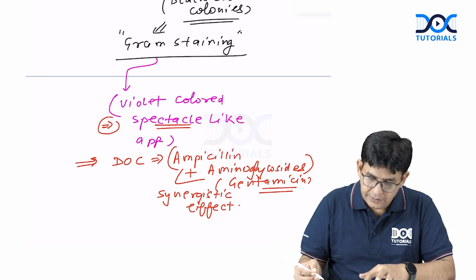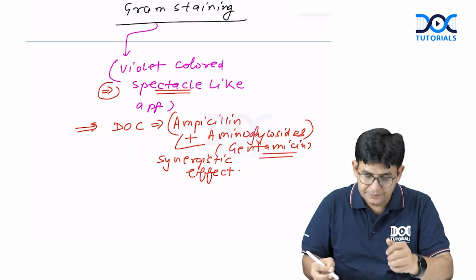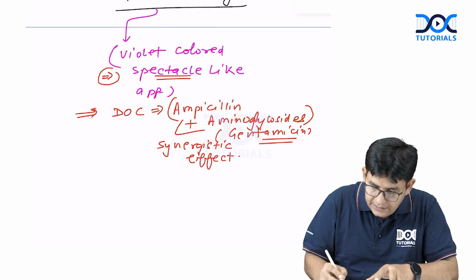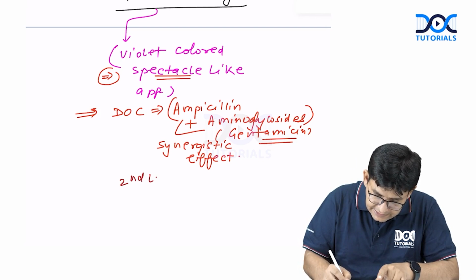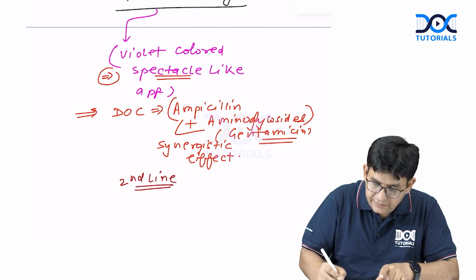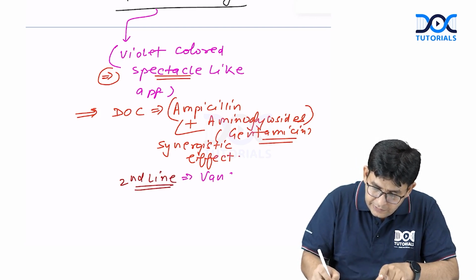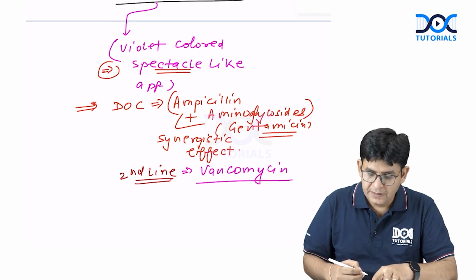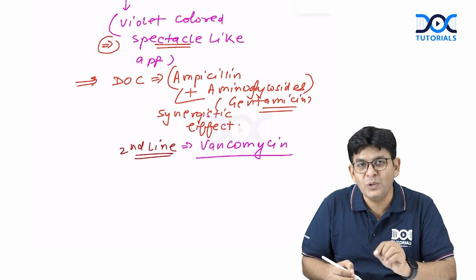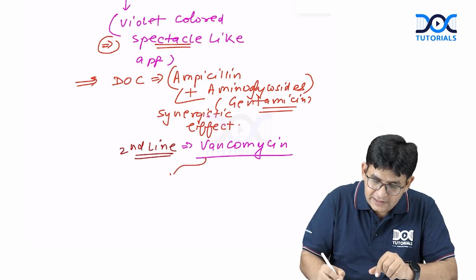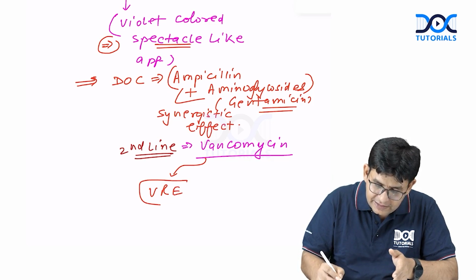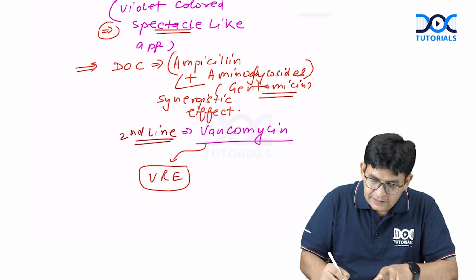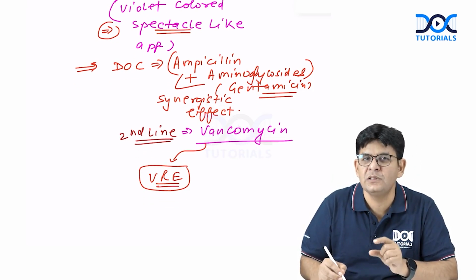Besides that, what else you need to know is that nowadays they have acquired resistance against this combination. So you should know what the second line drug is. The second line drug is vancomycin. And they are such notorious bacteria that they have started resistance against vancomycin also. Now they are termed as VRE. And how have they become VRE? They have brought a change in the cell wall structure.